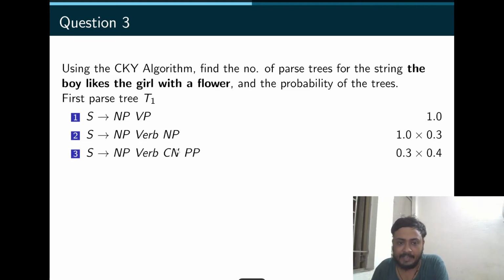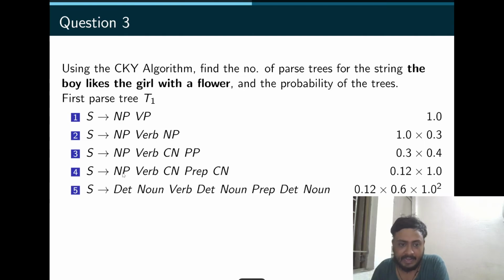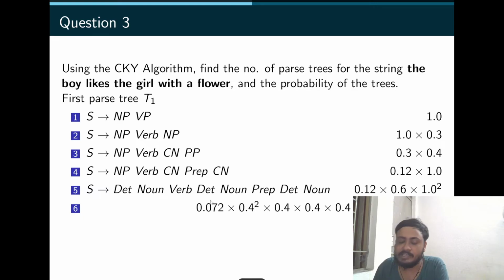Then NP we are extending into CN PP. Then PP has been extended to prep CN. And then NP was broken down into det noun, CN was broken down into det noun, again CN broken down into det noun. So we now have this form, and from here we directly go to the given string, the boy likes the girl with a flower, and you just apply the probability rules as you were doing in the previous questions. So this gives a probability of this.